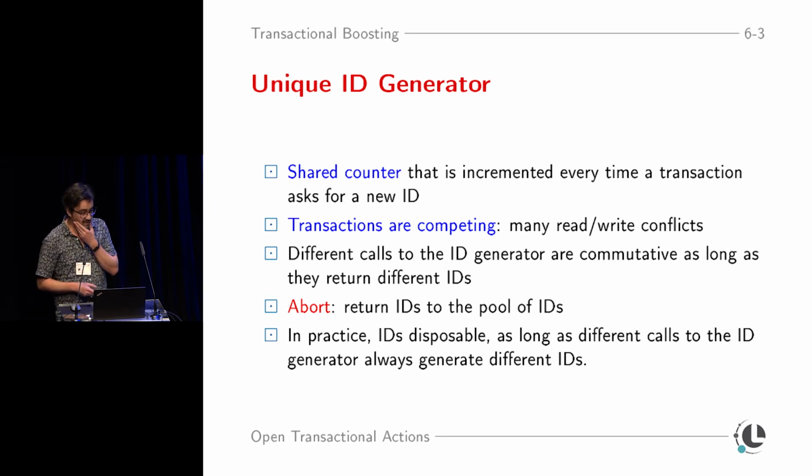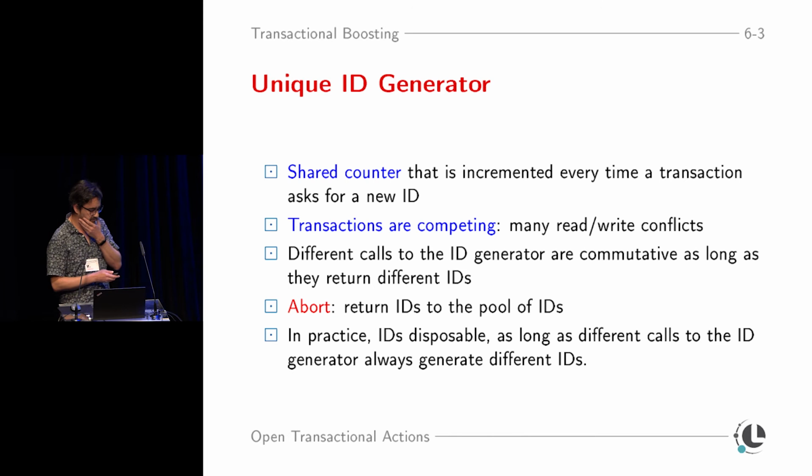So if we think about this problem, different calls to the ID generator are commutative as long as they always return different IDs. If we abort a transaction, ideally, we should return the generated ID to the pool of IDs. But in practice, IDs are disposable as long as every call to the ID generator generates a different ID.